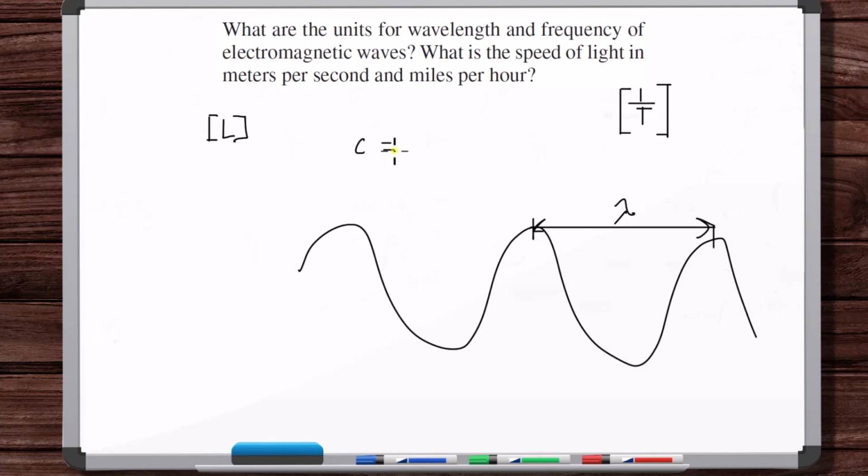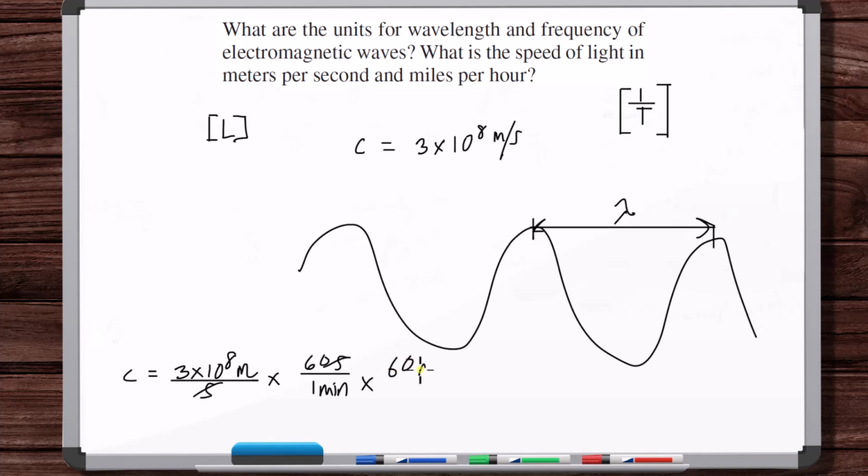Okay, what is the speed of light in meters per second? The speed of light in meters per second we know is 3 times 10 to the 8th meters per second. Now, if we want that in miles per hour, then we just do a conversion. We say 3 times 10 to the 8th meters per second. So let's get that to hours. You've got 60 seconds for every 1 minute, and then 60 minutes for every 1 hour. So now we're in meters per hour.